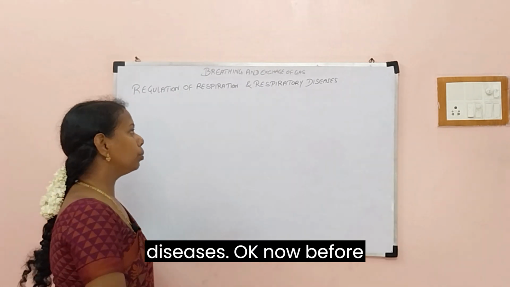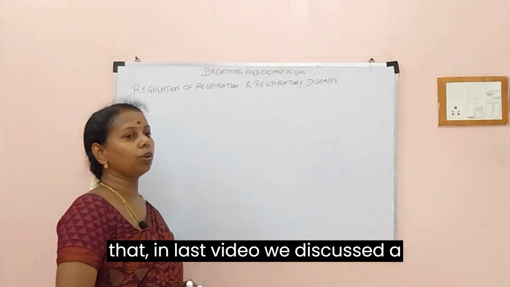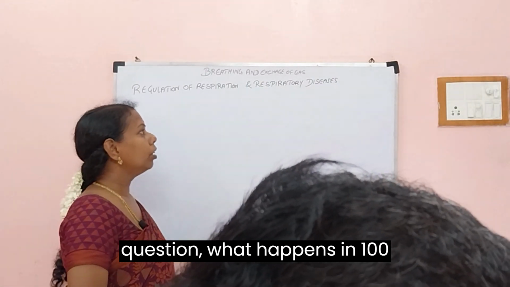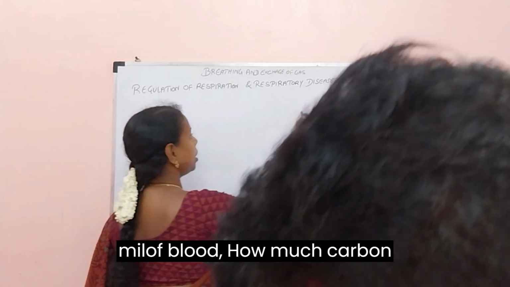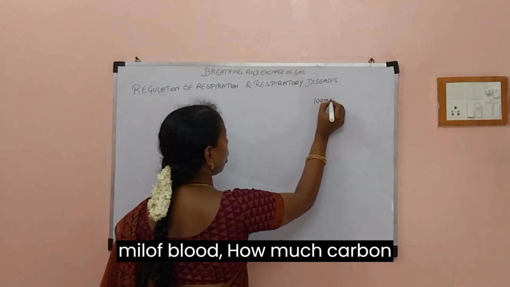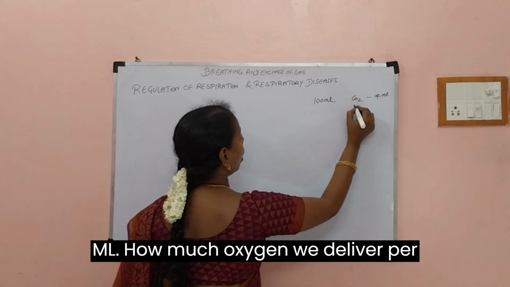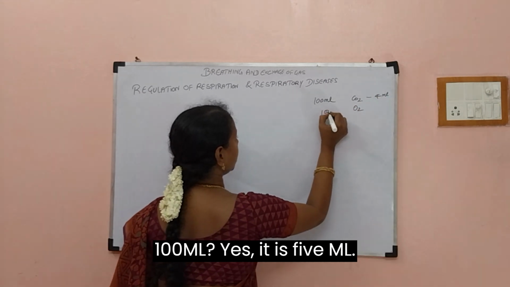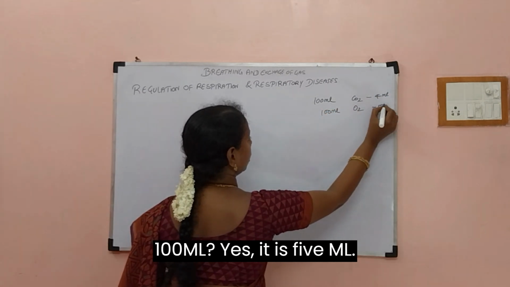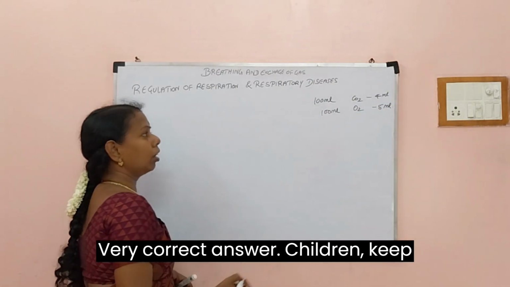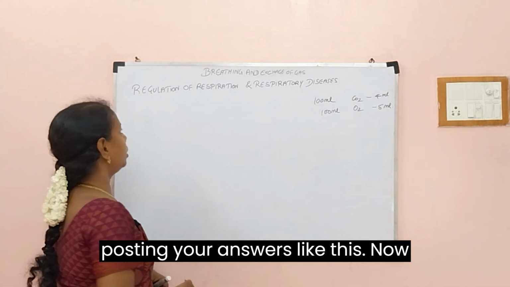Before that, in the last video, we discussed a question. What happens in 100 ml of blood? How much carbon dioxide do we deliver? Yes, it is 4 ml. How much oxygen do we deliver per 100 ml? Yes, it is 5 ml. Very correct answer, children. Keep posting answers like this.